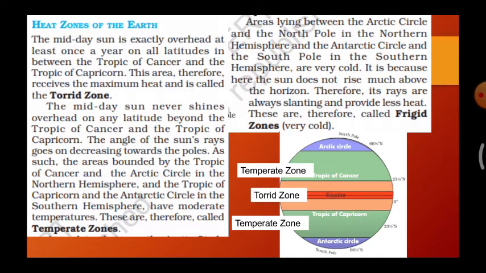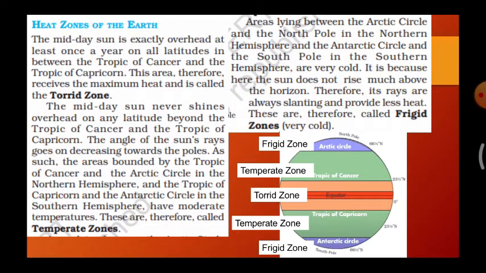Areas lying between the Arctic Circle and the North Pole in the northern hemisphere, and the Antarctic Circle and the South Pole in the southern hemisphere, are very cold. See, that's why they have been given in the violet color. These two places are very cold, that is, the frigid zone. It is because here the sun does not rise much above the horizon. Therefore, its rays are always slanting and provide less heat. These are therefore called the frigid zone.